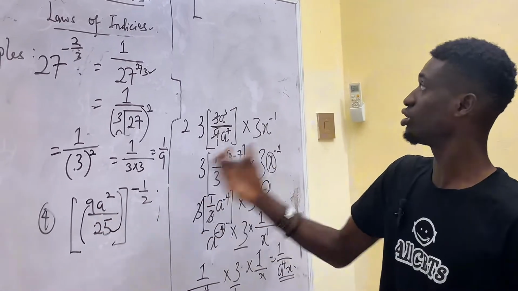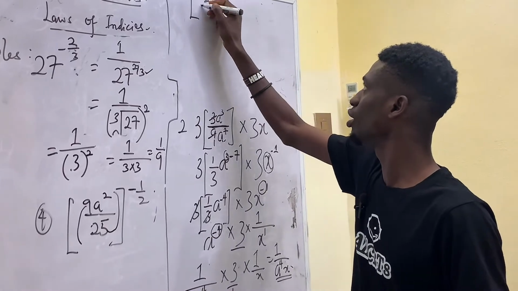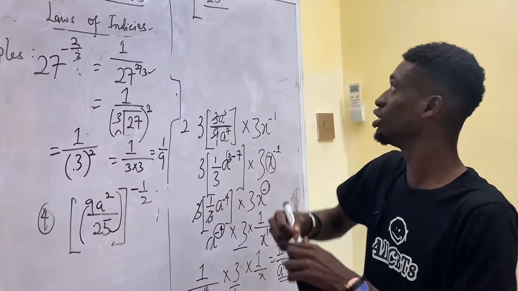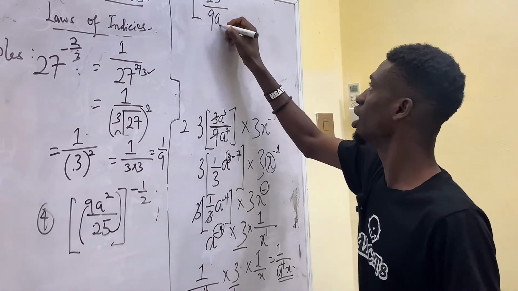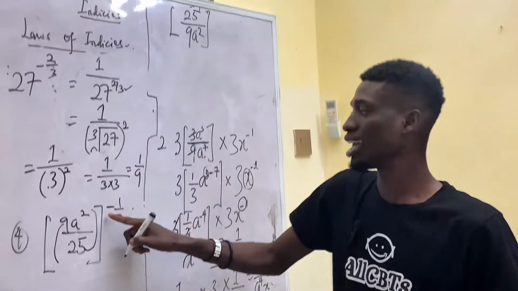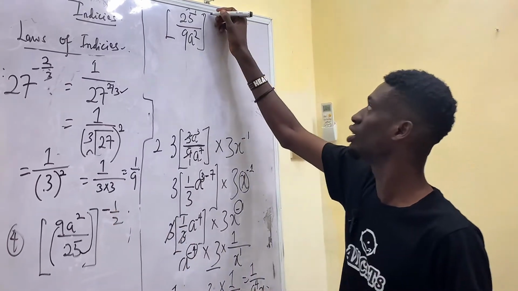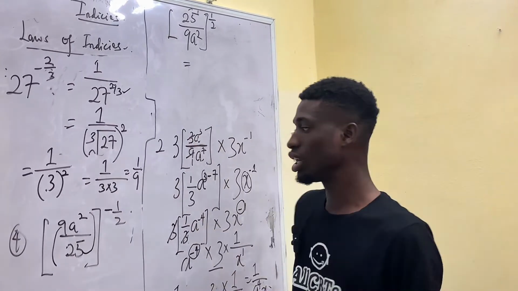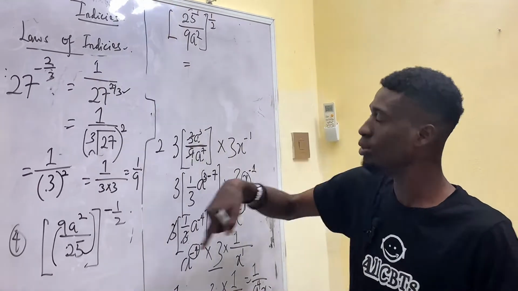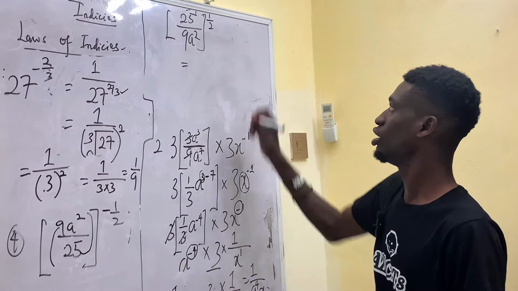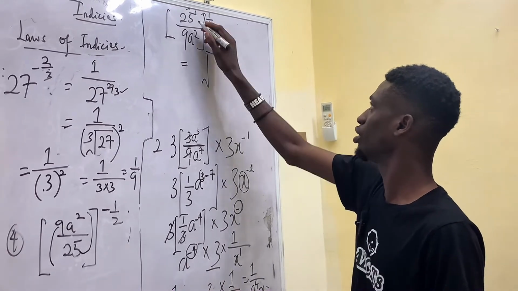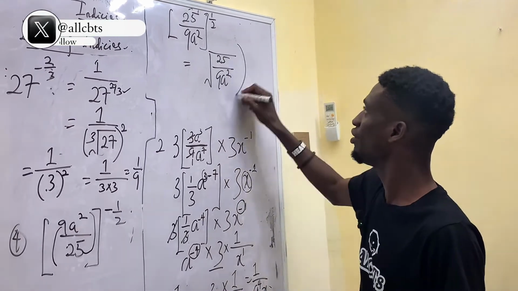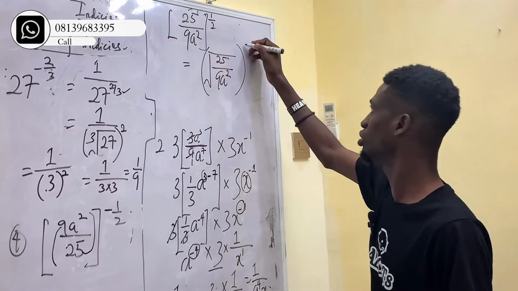So I'm going to have 25 all on, and because my denominator has moved to the numerator, I'm going to have as my denominator 9a raised to power 2. Then I won't have negative half. I'm going to have it as 1 over 2. Then using your fractional law, which says your denominator will always become the root of the number given to you, here I'm going to have square root of 25 all on 9a squared. Then everything is raised to power your numerator here, which is 1.